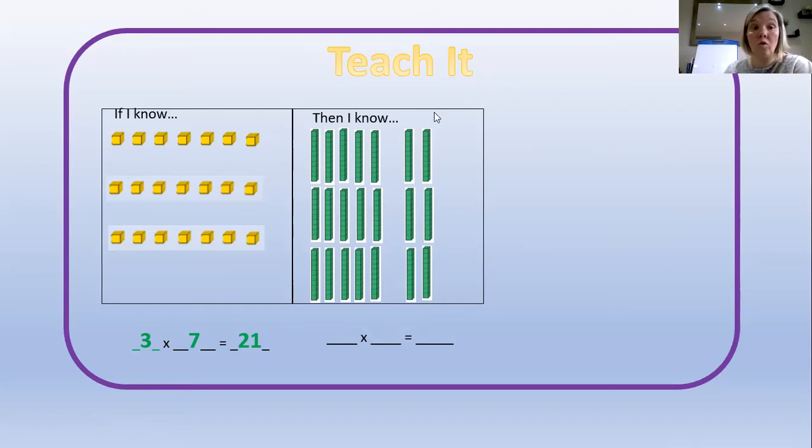If we weren't sure, you could count them all up. Okay, but we're getting quite good at our 3 times table because we're practicing lots on GT Rockstars. So we're doing quite well, aren't we?